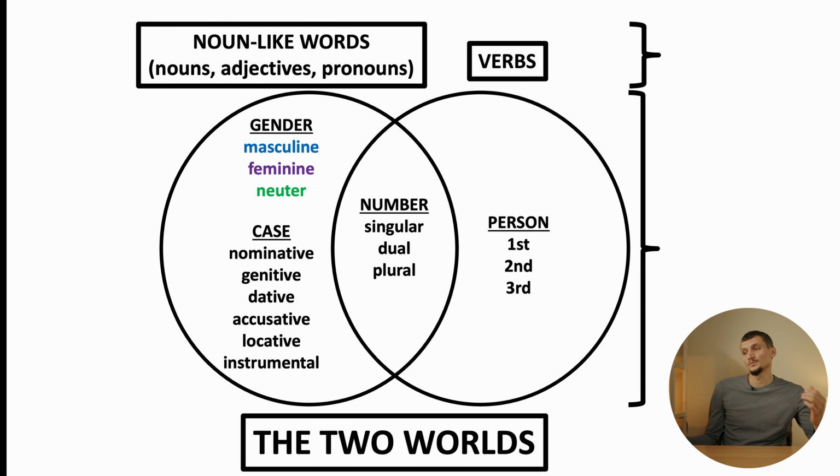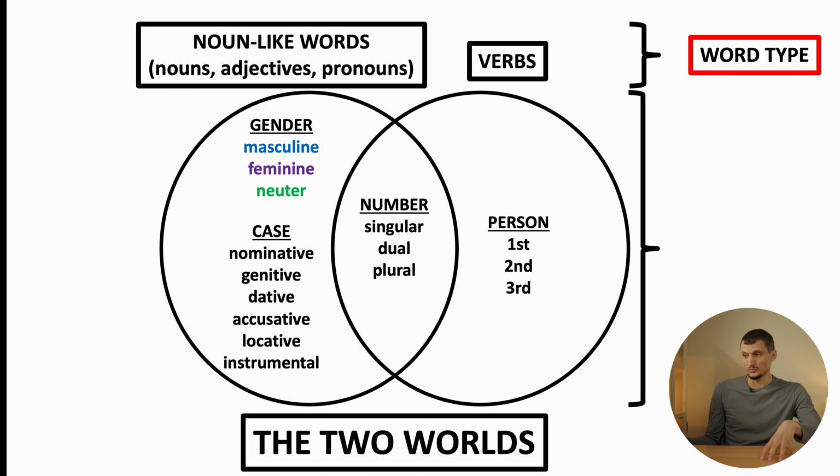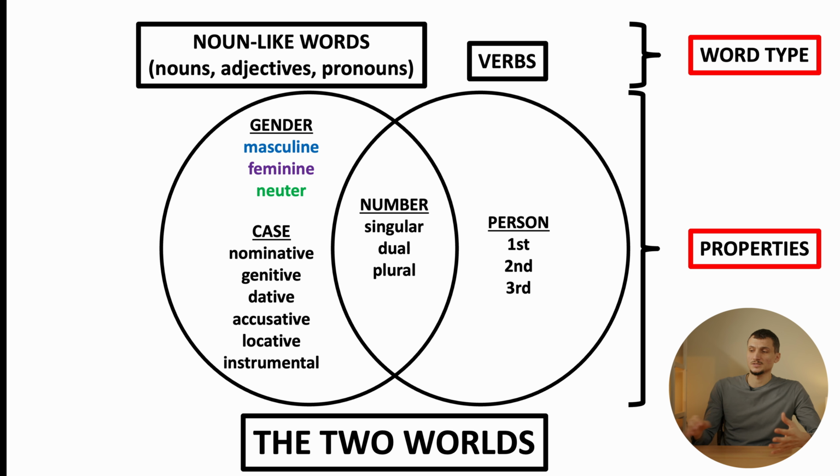So basically we have two levels. All of the terms on screen can be divided into two categories. The first is word type, the different types of words. The words noun, adjective, pronoun, and verb belong to that category. So nouns and adjectives and pronouns and verbs are different word types. And then we have properties. Gender and case and number and person are properties that make up nouns and adjectives and pronouns and verbs.